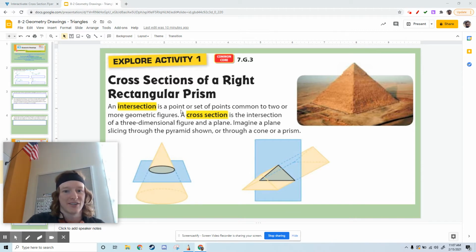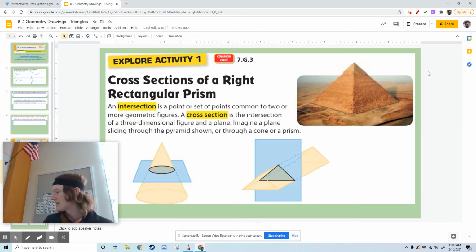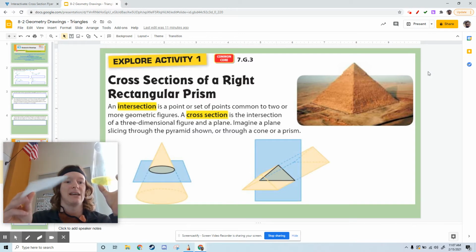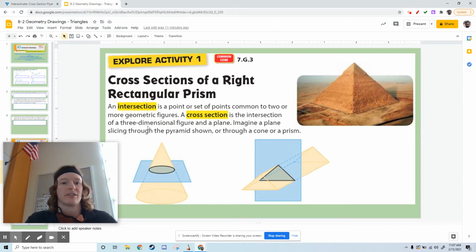Anyway, an intersection is a point or a set of points common to two or more geometric figures. So an intersection is usually where two things cross each other. It's usually two-dimensional, and they intersect at a one-dimensional point, one specific spot in the universe. So this two-dimensional line and this two-dimensional line cross right here. However, when we do 3 dimensions, we're going to take a 3D shape and a two-dimensional plane and slice through that. So a cross-section is the intersection of a 3-dimensional figure and a plane.